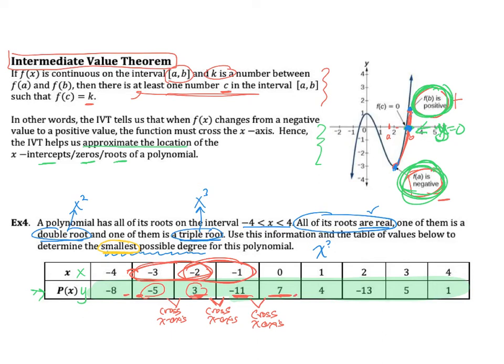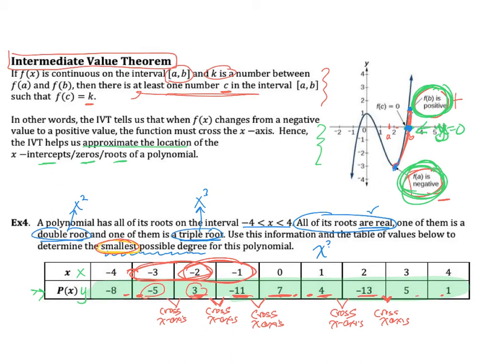Okay, +7 goes to +4. Doesn't necessarily have to cross the x-axis. It could, but it doesn't necessarily. And because we're getting the smallest degree, we're not going to count that. +4 goes to -13. It must cross the x-axis right here. -13 goes to +5. Again, must cross the x-axis. +5 goes down to 1. Even though it goes down, doesn't necessarily mean it crosses the x-axis, so therefore I don't count that.